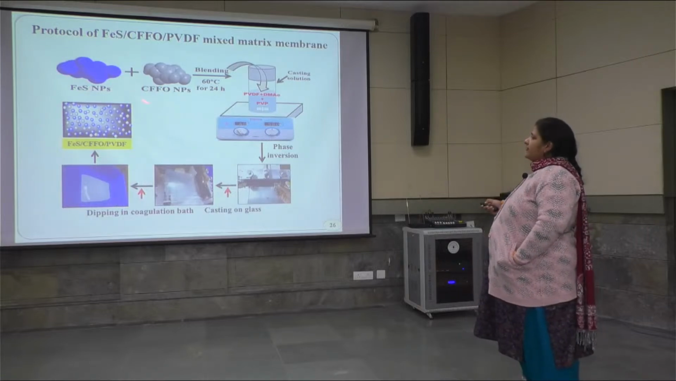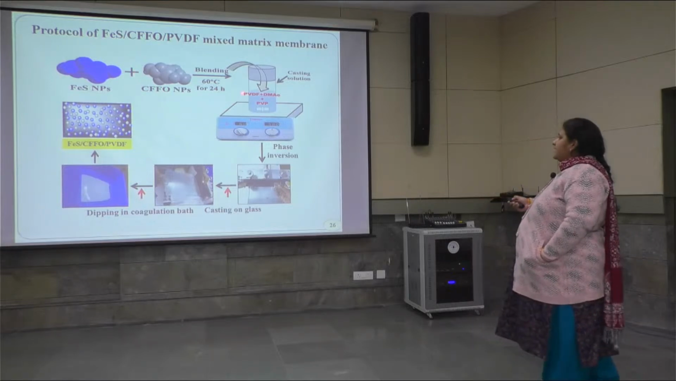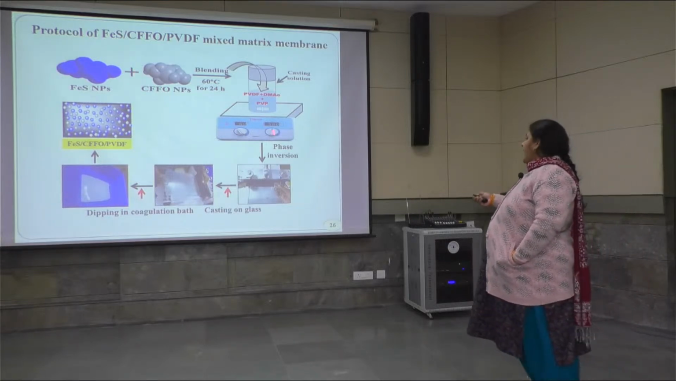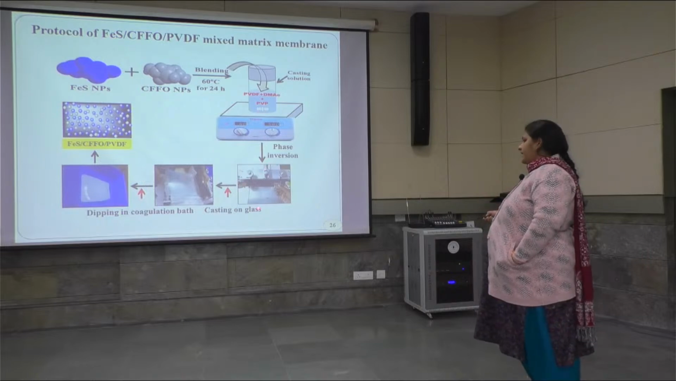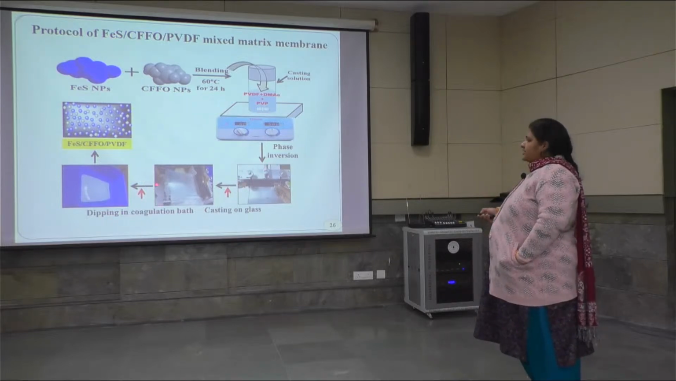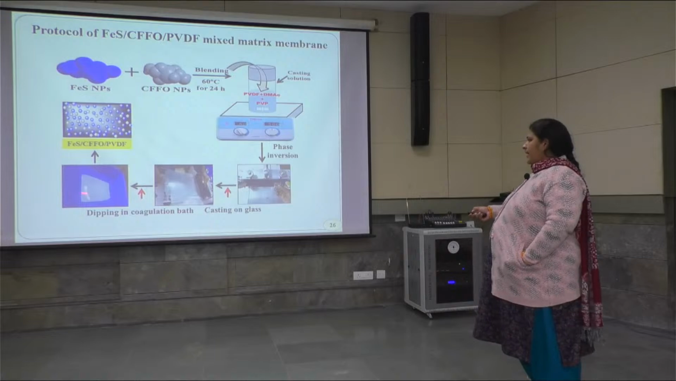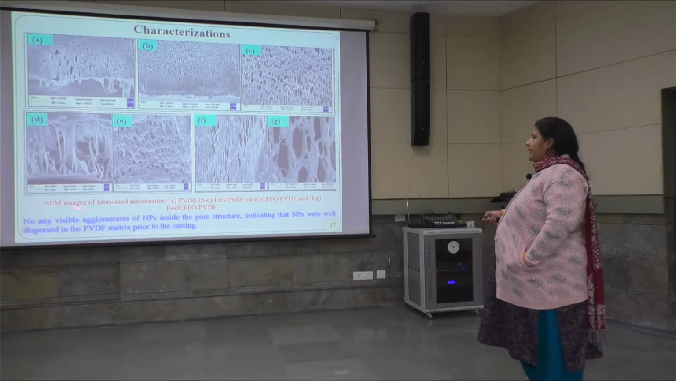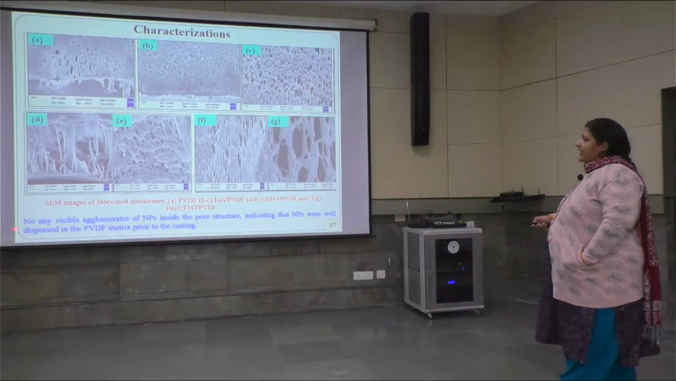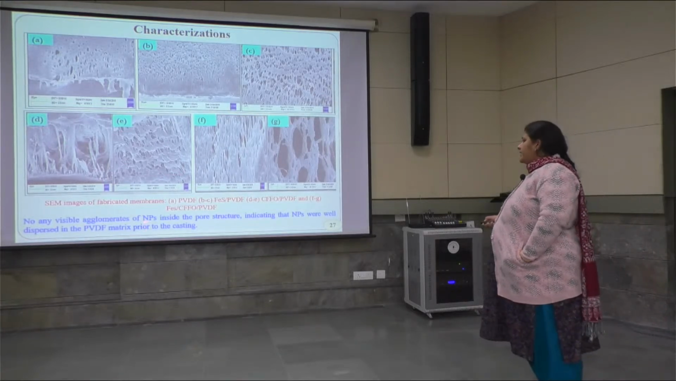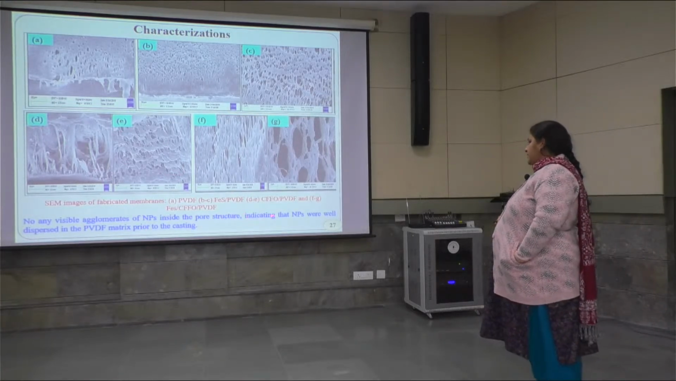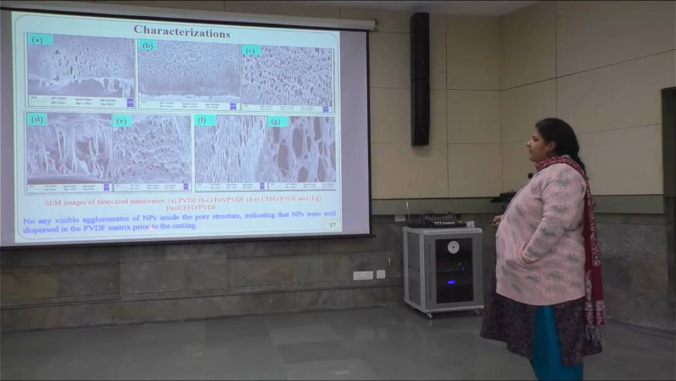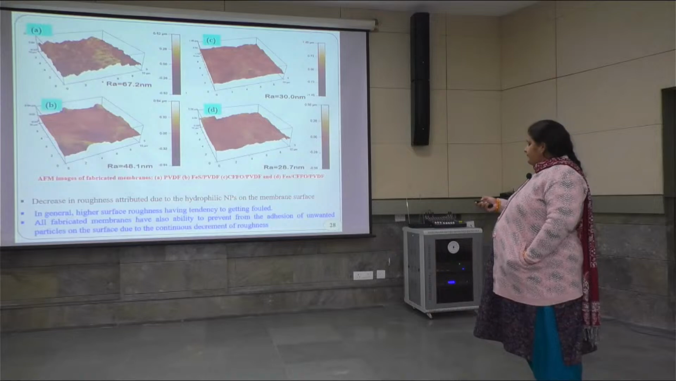FeS nanoparticles and CFFO nanoparticles are doped inside the PVDF, DMAc and PVP polymer dope, and by using the phase inversion process, casting is done and dipping in a coagulation bath to prepare a membrane. This is the characterization of all these membranes, and we can see no visible agglomerates of nanoparticles inside the pore structure, indicating that the nanoparticles were very well dispersed in the PVDF matrix prior to casting.